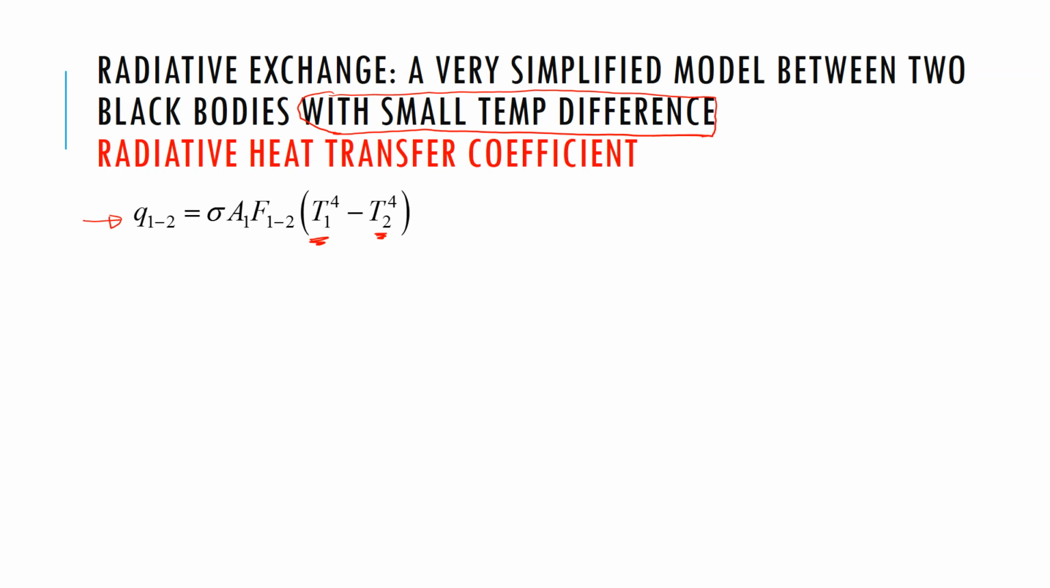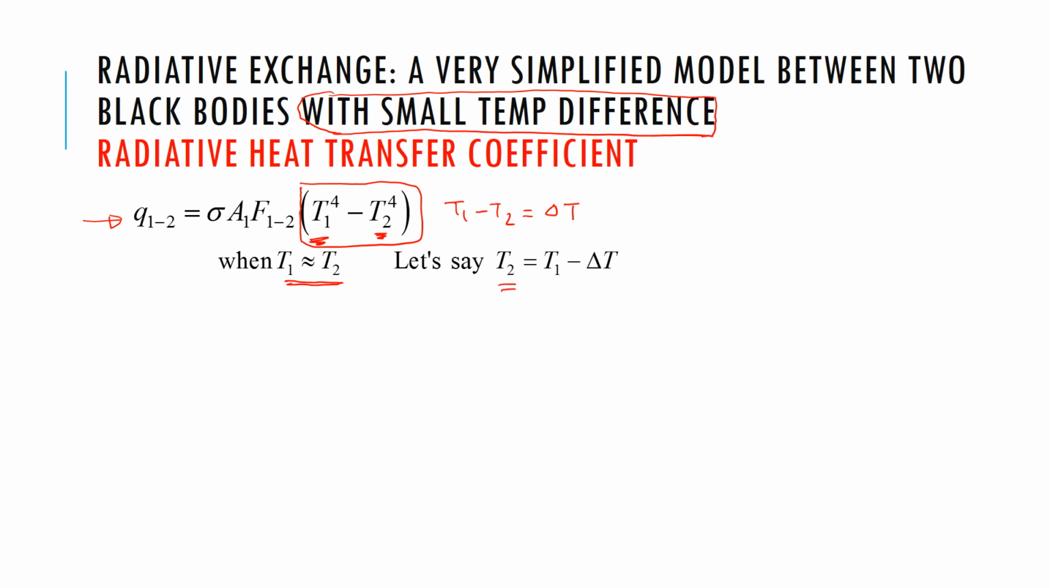Basically, we are going to linearize this term here. So when T1 is close to T2, let's call T1 minus T2 equal to delta T. So T2 equal to T1 minus delta T.